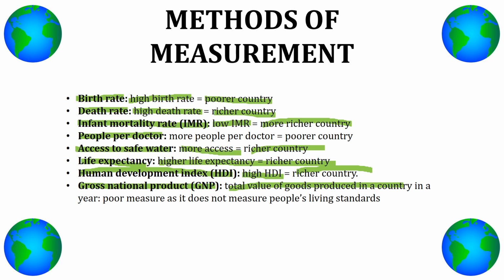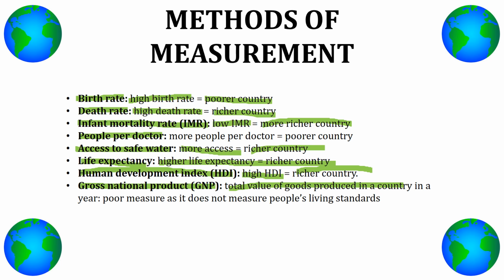Access to safe water. The more access there is to safe water, the richer the country. It's pretty self-explanatory. In the UK, for example, we've got plenty of access to clean water, whereas in a developing country such as, I don't know, Uganda, for example, they've got less access to safe water, and therefore there are more deaths and illnesses arising because of that.